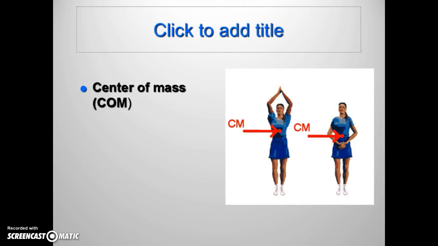Center of mass is a point that is at the center of the whole body mass, and it changes with the position of the body. For example, this female is raising her arms, so the center of mass rises. And then when her arms are down at the sides, it lowers again. So you can see that if a person is supine or prone, their center of mass is very low.